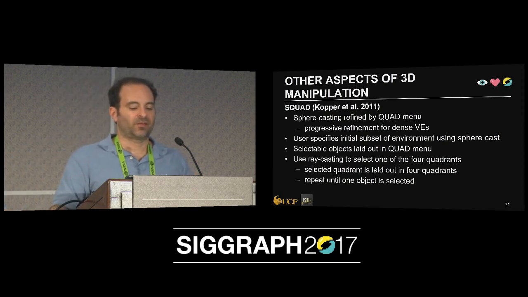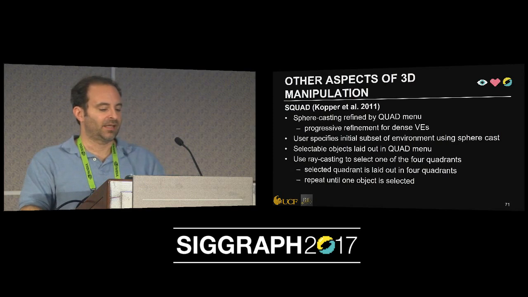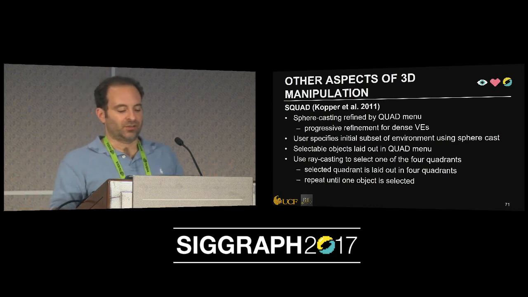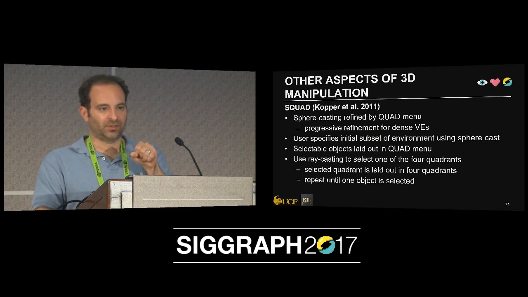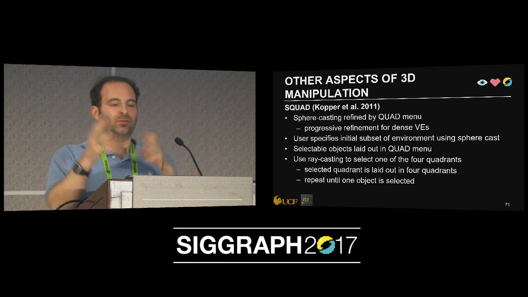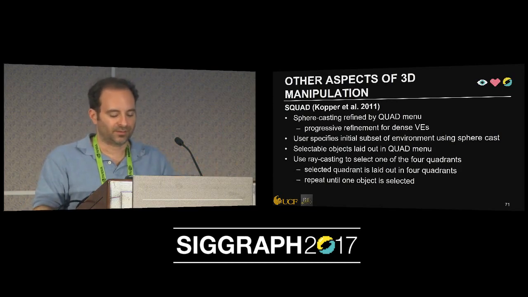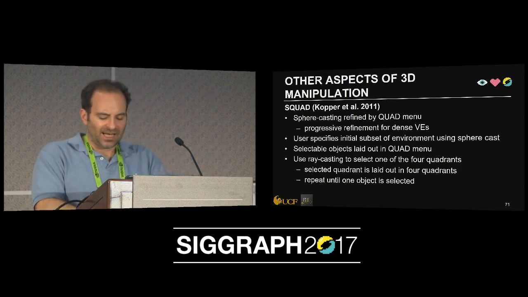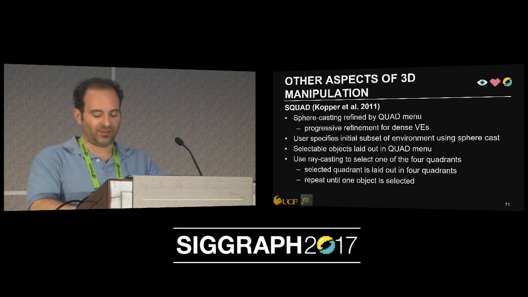The user specifies the initial subset of the environment using a sphere cast. And then the selectable objects are laid out in a quad menu. And once you've got that quad menu, then you just use raycasting to select one of the 4 quadrants. Once you select that quadrant, then you get another quad menu with the elements in that quad. And you keep doing this until you get the object that you want. And that works pretty well, but you have to keep going through this refinement.